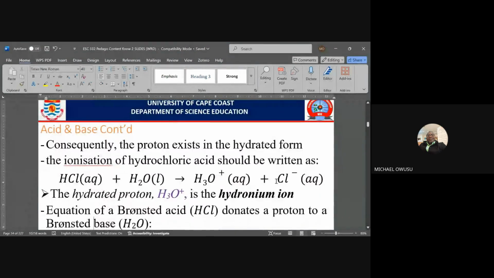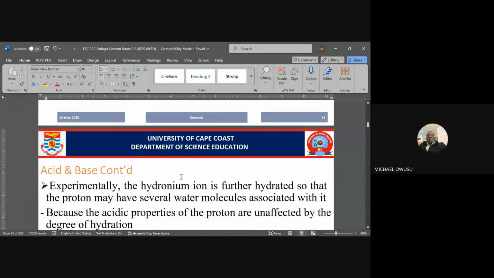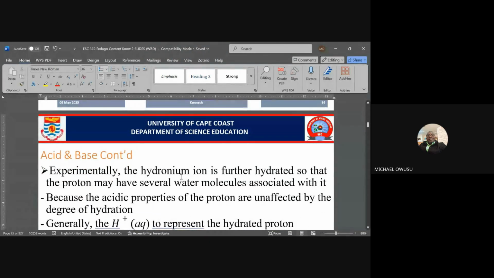So that's what we have. Hydronium ion. So that's about that. So in the equation of a Brønsted-Lowry acid, HCl donates a proton to the base. That is what we have over here. We have shown that one here. And then experimentally, the hydronium ion is further hydrated so that the proton may have several water molecules associated with it.